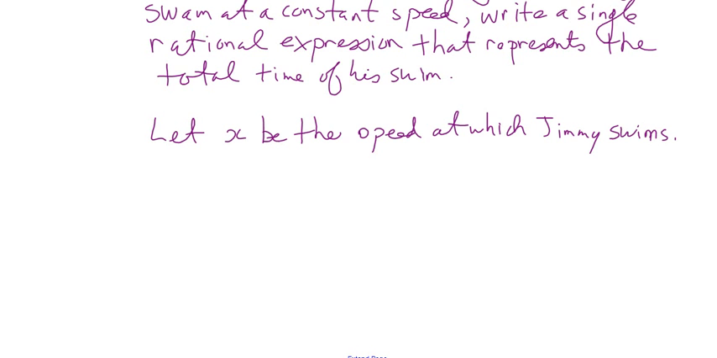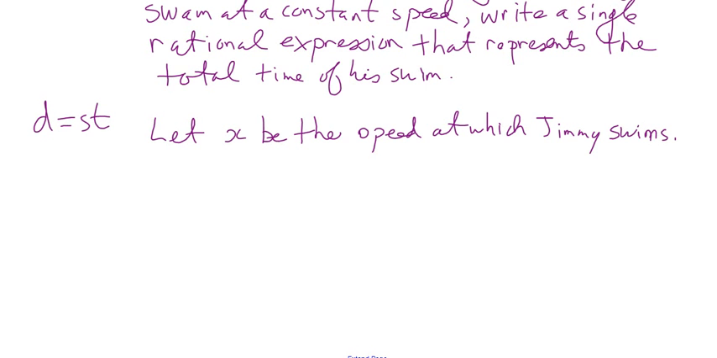Okay, let X be the speed at which Jimmy swims. So when Jimmy is swimming upstream to his cousin's cabin, then how fast is he going? He's going X, but the current's going 100 against him, so his speed is what? So I'm swimming at X, current's going that way at 100 meters per minute. How fast do I end up going? X minus 100, right?